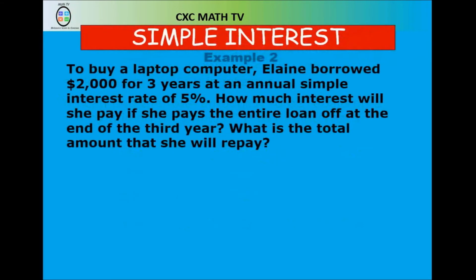So I want you to pause the video and attempt question 2. It says, to buy a laptop computer, Elaine borrowed $2,000 for 3 years at an annual simple interest rate of 5%. How much interest will she pay if she pays the entire loan off at the end of the 3rd year? And what is the total amount that she will repay? Pause the video and attempt this question.